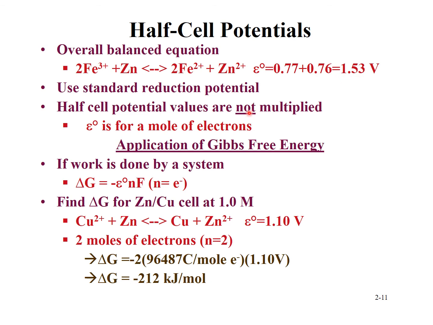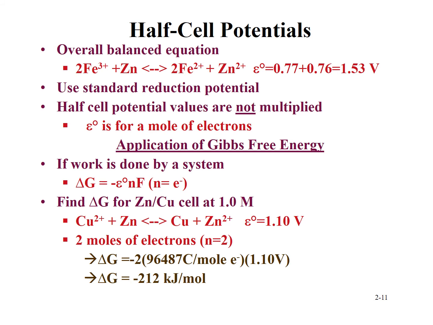The reason that we don't multiply the half-cell potentials is because those potentials are defined for a mole of electrons. So the system's balanced as long as we're at a mole. Now, if we do have the standard potential, we can actually use that to evaluate the Gibbs free energy of a system through this equation, where the Gibbs free energy is equal to the negative of the potential times the number of electrons times the Faraday constant.